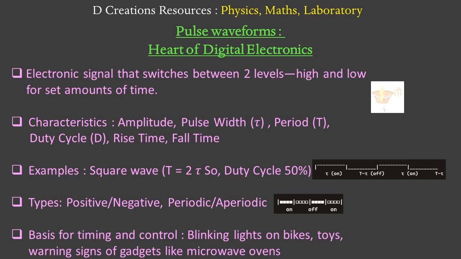Now if the period T is twice that of pulse width tau, that means D is going to be 1 upon 2 times 100, that means 50%. This is a square wave. And then there are also rise time and fall time. These correspond to the transition times for the leading edges in real signals, that means going from low to high, and trailing edges in real signals, which is going from high to low.